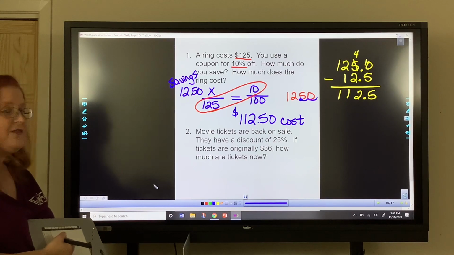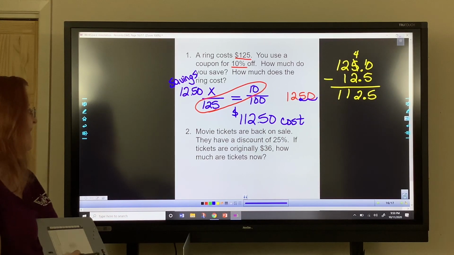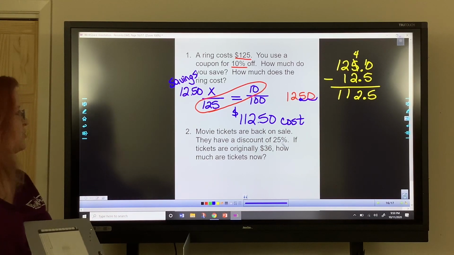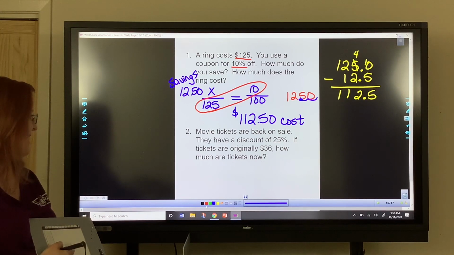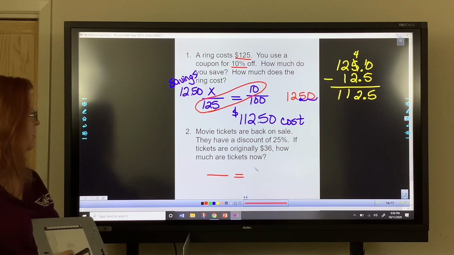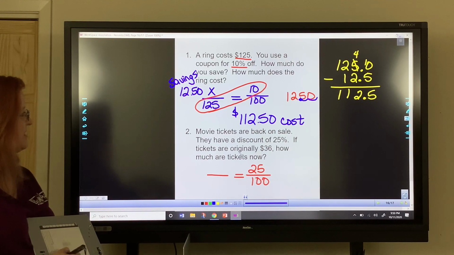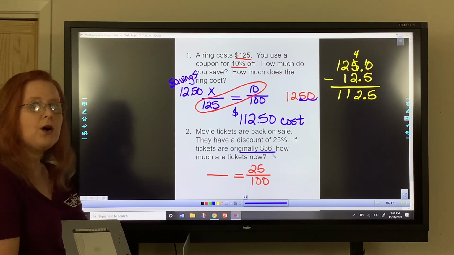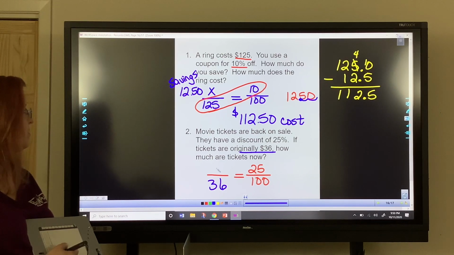All right. Movie tickets are finally back on sale. They've hopefully are going to open the theaters soon. And they have a discount of 25%. If tickets are originally $36, how much are tickets now? So, set up your proportion. You know you have 25 over 100. And then 36 is my original amount. Is that your part or your whole? That is your whole, and you're looking for how much it's going to cost.